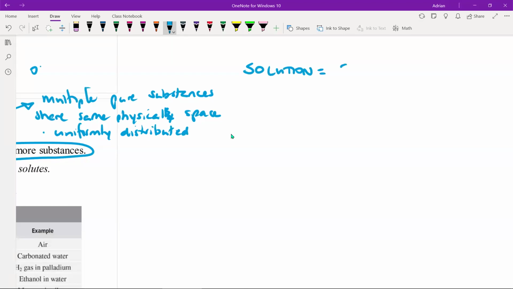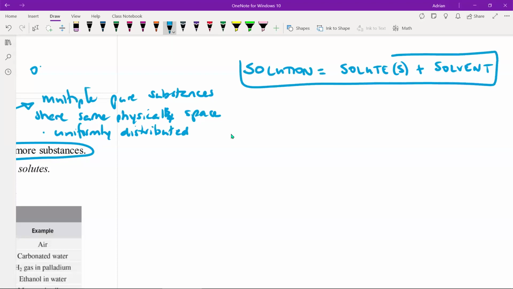We're going to be seeing a solute, or we can actually have multiple solutes, a solute or solutes plus the other component of the solution, which is going to be the solvent. And it is important to note that the solution is the combination of the solute and the solvent, because it's very easy to get confused, especially with the solution and the solvent. There is a distinction between them. So the solution is the sum of the solute and the solvent.